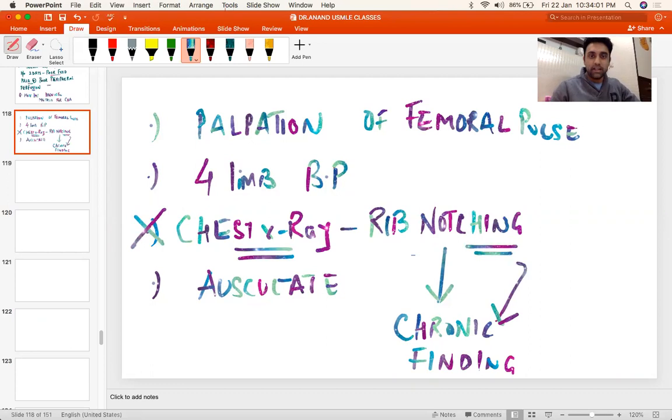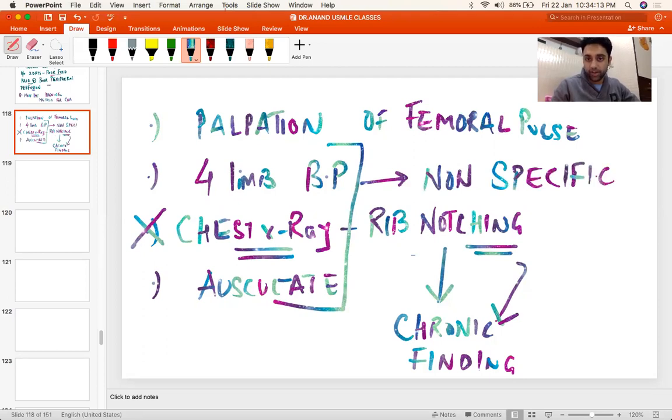And remember, the other options, they are all important in diagnosing coarctation of aorta, but they are non-specific. Please use your brains. Four-limb blood pressure is important, chest x-ray is important, auscultation is also important, but Nelson says that it is basically a non-specific finding. So that is why palpation of the femoral pulses is the diagnostic method of choice for coarctation of aorta.